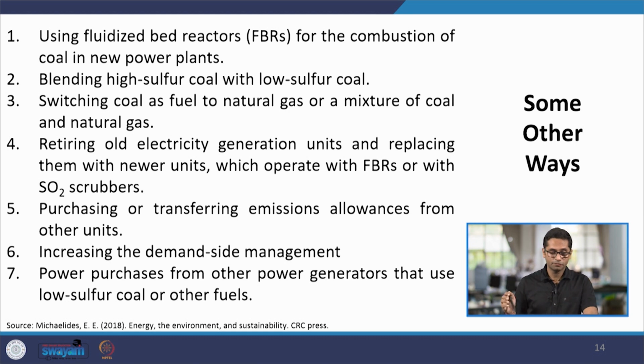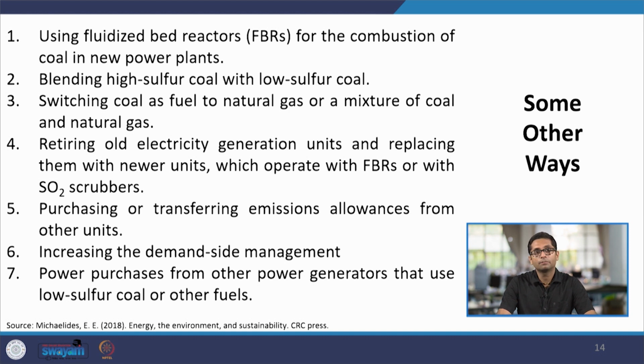Some other ways which were used for the removal of sulfur was the use of fluidized bed reactors in the coal-based power plants. In a fluidized bed reactor, we have the whole bed acting like a fluid because of the huge influx, and in that fluidized bed, calcium hydroxide was mixed so as to capture the sulfur in the bed itself. There was also a switch from using high sulfur coals to low sulfur coals.